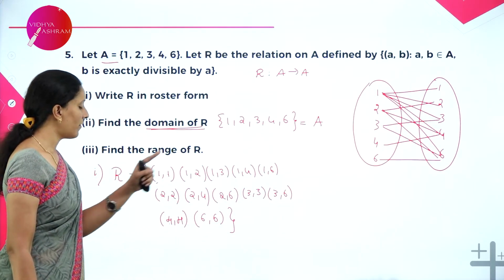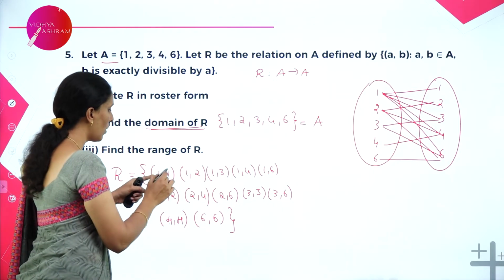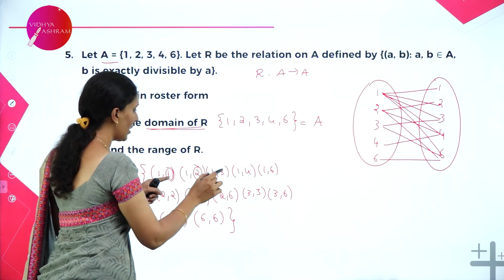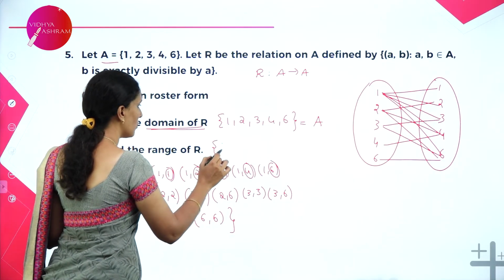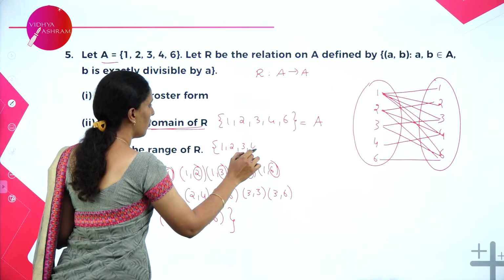Next, range of R. Range is again: you have 1 as the image, 2 as the image, 3, 4 and 6. So your range is also 1, 2, 3, 4, 6.